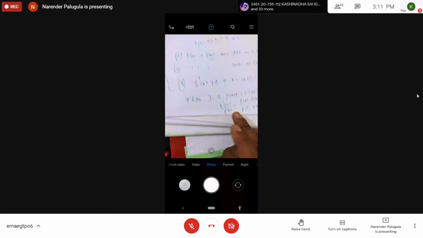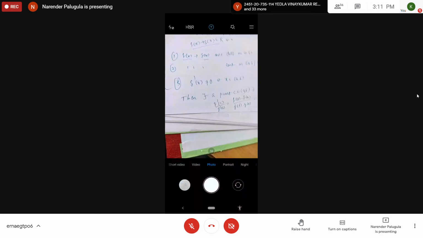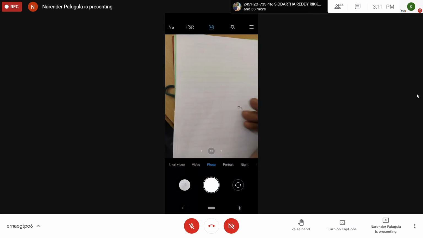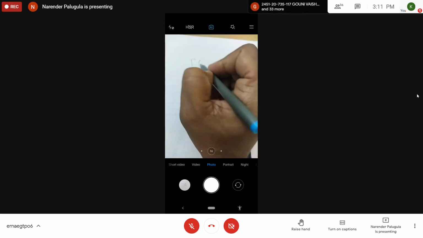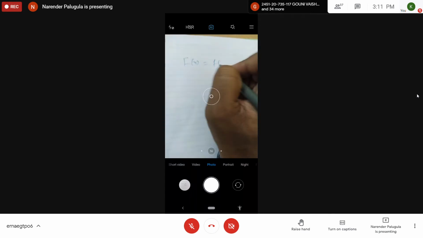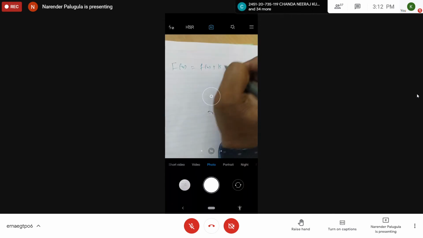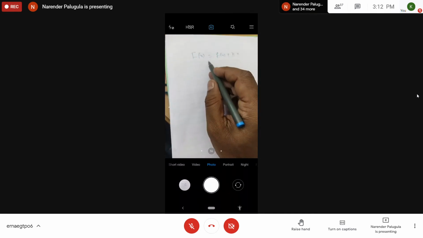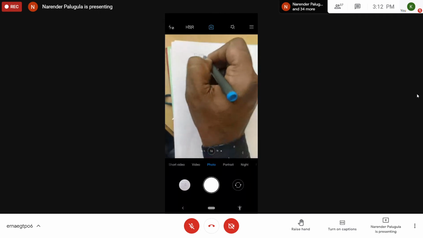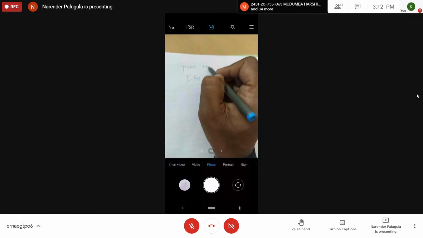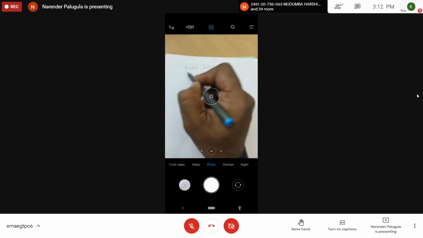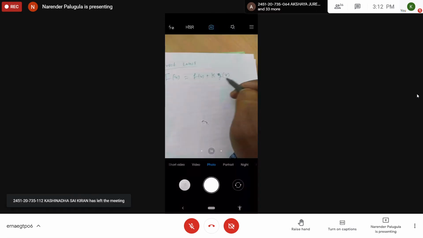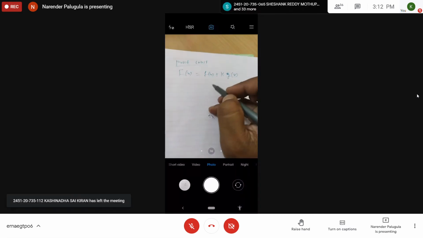Now I am going to prove this theorem. In Lagrange's mean value theorem, we defined a new function capital F as small f of x plus k into x, just to prove Lagrange's theorem. But here, to prove Cauchy's mean value theorem, a small change is there. That is, instead of x, we take g of x. This is the only change, the remaining is the same.